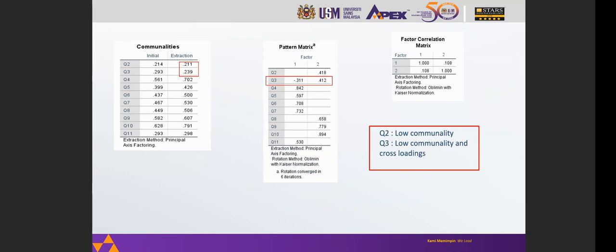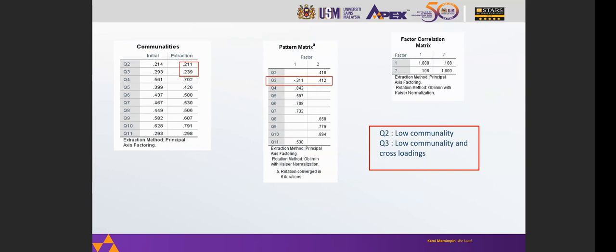But in this case, I also checked using R software. This Q3 has a high complexity, which is also not good. So I decide to remove Q3. You should just assume we have many items, even though we only have 12 items. Okay, so remove Q3.